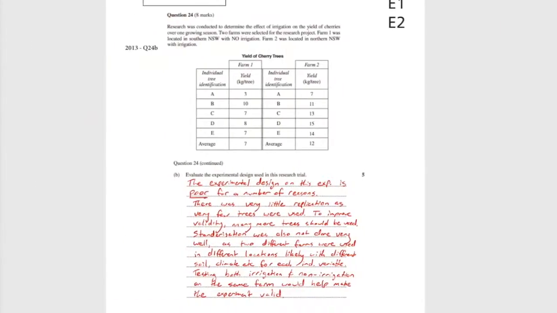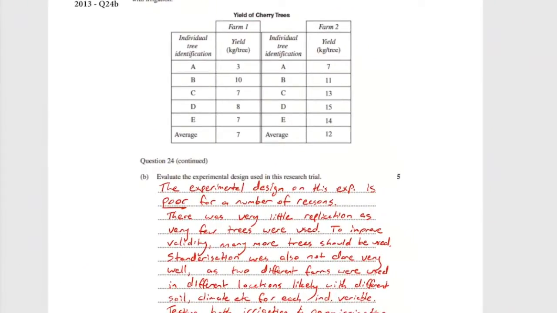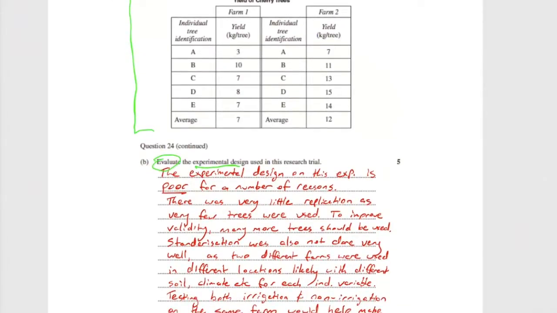And the second last page, so they've given another example here of giving an experiment that was done and then having to analyze or evaluate the experimental design in this research. So it's worth 5 marks. So basically what they did is they had 2 different farms, so farm 1, farm 2, and they had only 5 trees, so 1, 2, 3, 4, 5. They only had 5 trees on each farm.